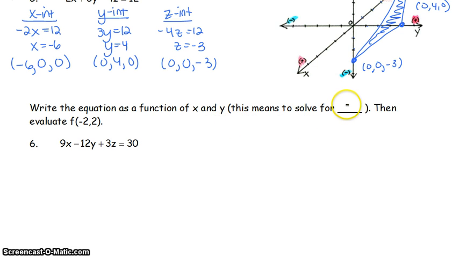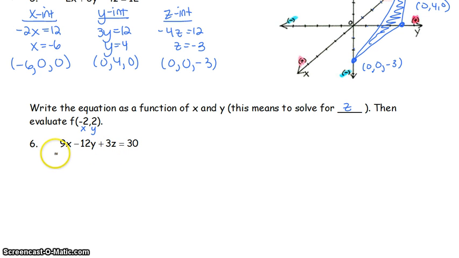All this means is that we want to solve for z. Then we're going to evaluate it. This is the x coordinate, this is the y coordinate. So on your quiz and test, when it says write the equation as a function of x and y, all that means is to solve for z.